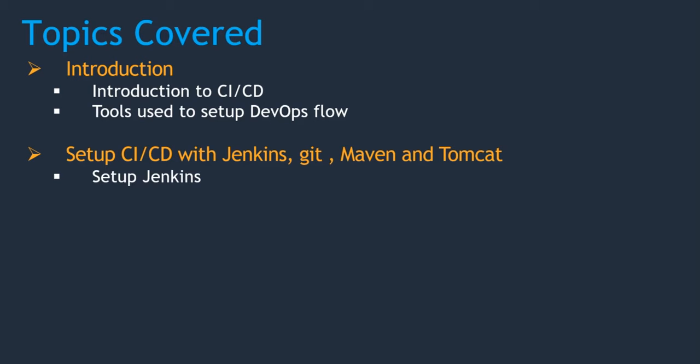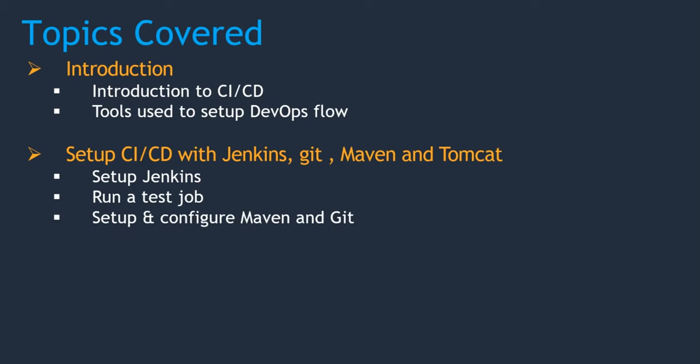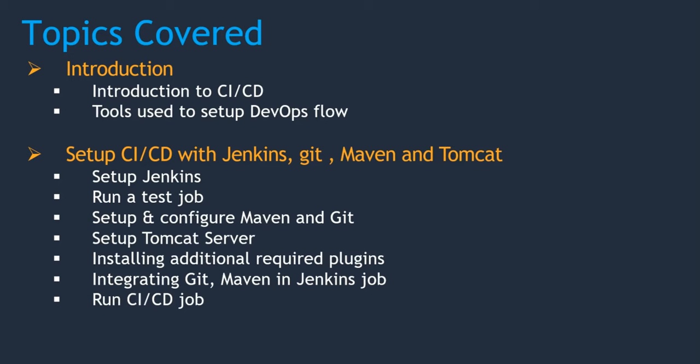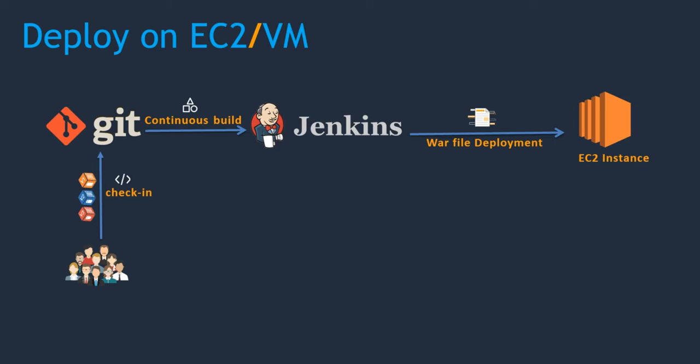In this, first we set up Jenkins, then run a test job to make sure that our Jenkins is fine. We set up and configure Maven and Git and set up Tomcat server, install additional required plugins if necessary, integrating Git and Maven in Jenkins job, run a CI/CD job. By the end of this section, we will be able to deploy our artifact on an EC2 instance which runs with Tomcat.